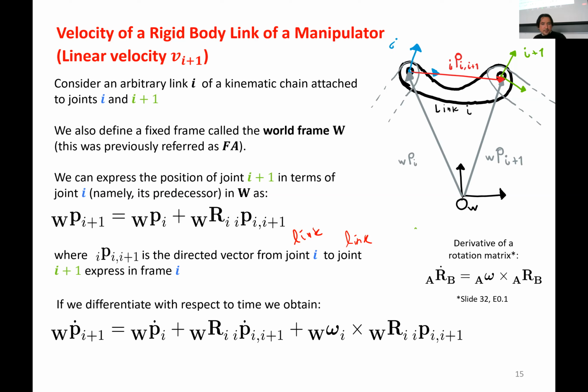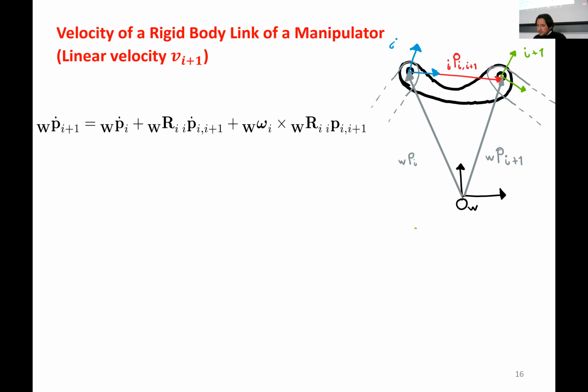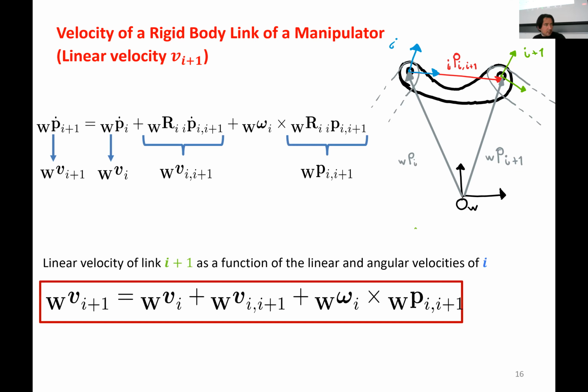You can have either a prismatic joint or a rotational joint move link I plus one with link I. How are we doing with time? 38. In 10 minutes, I will do the break. Okay, just let me know.